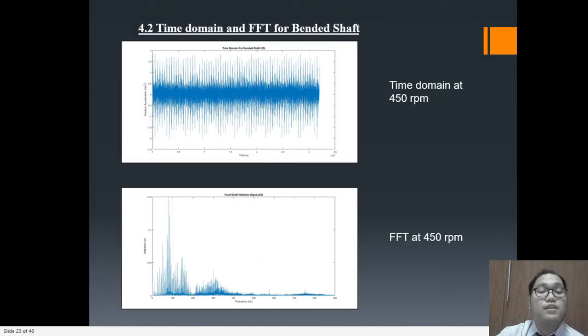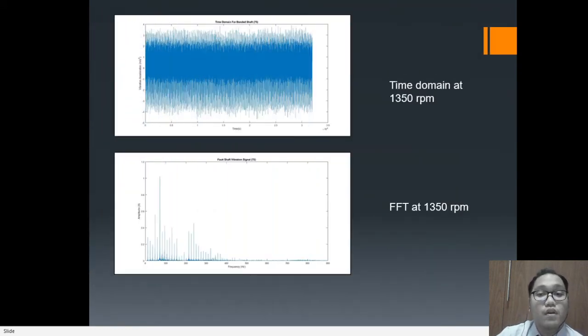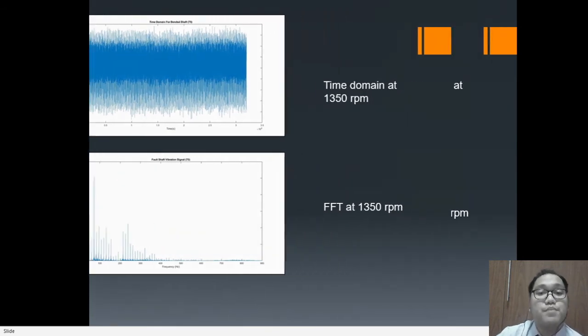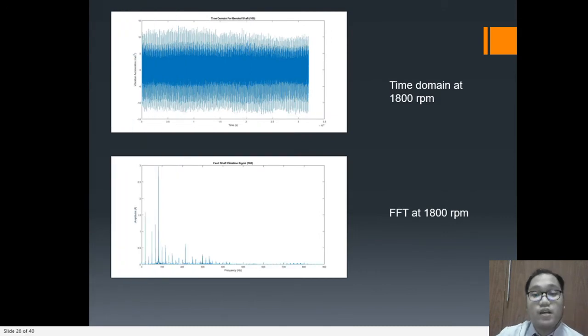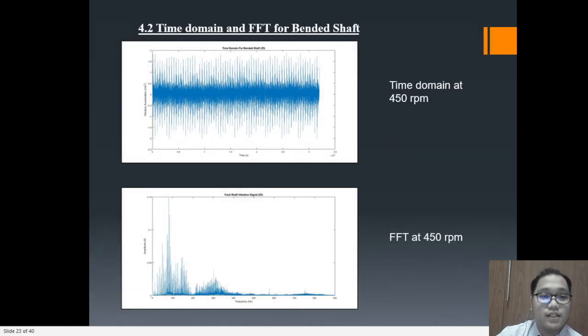Next, we have time domain and fast Fourier transform for the bended shaft. Here we have the time domain and FFT at 450 RPM. Here is the domain and FFT for 900 RPM. Here is the domain and FFT for 1350 RPM. And lastly is the domain and FFT at 1800 RPM. So from here we can see that for the bended shaft, the results show more aggressive spikes compared to the straight shaft.